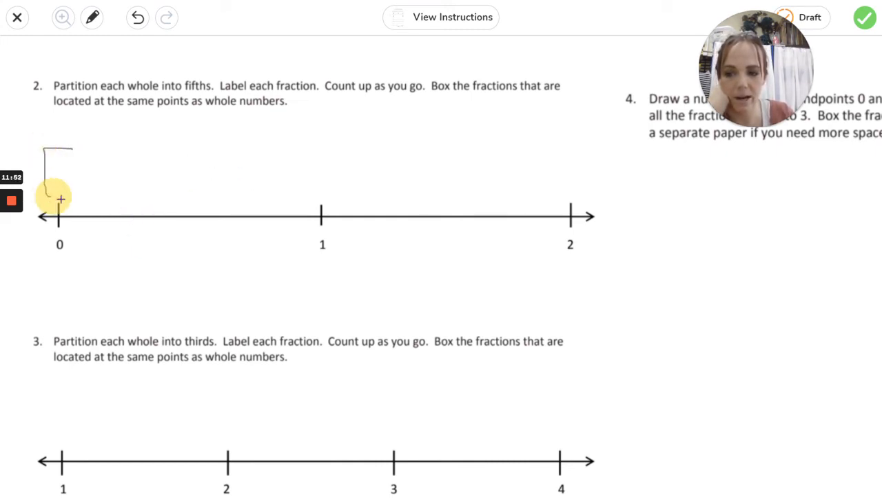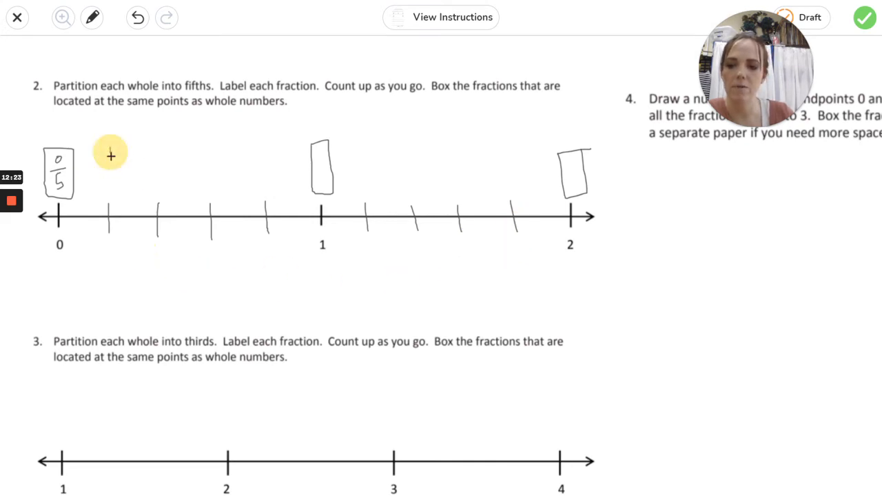So my boxes. Let's put our boxes on top of the whole numbers. And at least we're starting at 0, right? So 0 fifths. And then I need to put this into fifths. 1, 2, 3, 4, 5. 1, 2, 3, 4, 5.